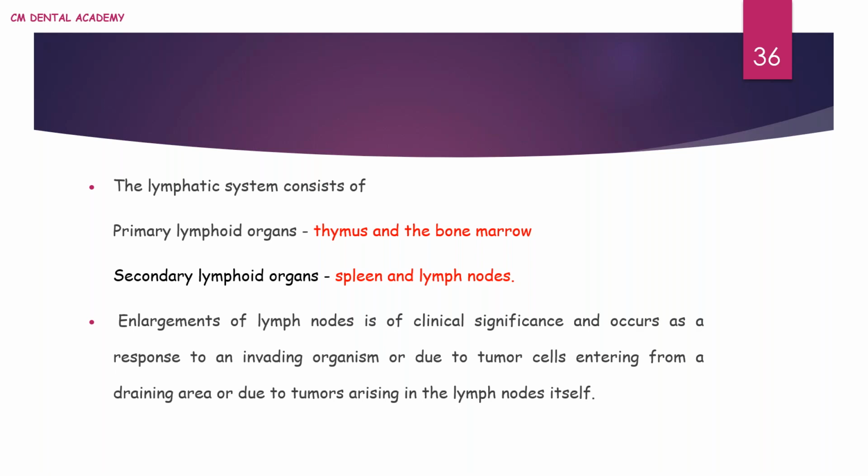The enlargement of lymph nodes is of clinical importance as it occurs in response to an invading organism, or due to tumor cells entering from the draining area, or due to tumors arising in the lymph node itself. That's why we need to know that any abnormality, disturbance, or disease in the oral cavity leads to enlargement of the lymph nodes where it drains or the associated lymph nodes. What are the lymph nodes? What is the structure of the lymph nodes, the levels of the lymph nodes, or the types of lymph nodes? All of this you are going to study under this topic.